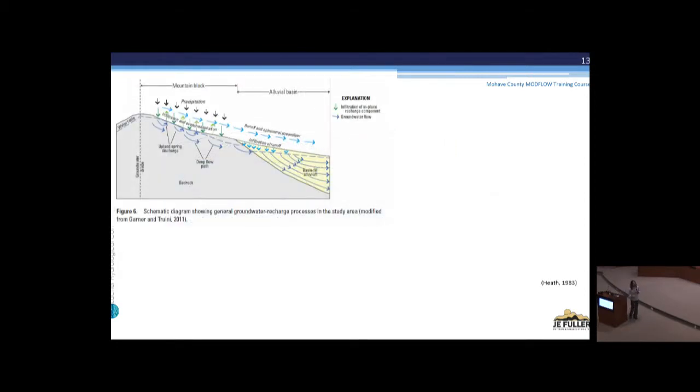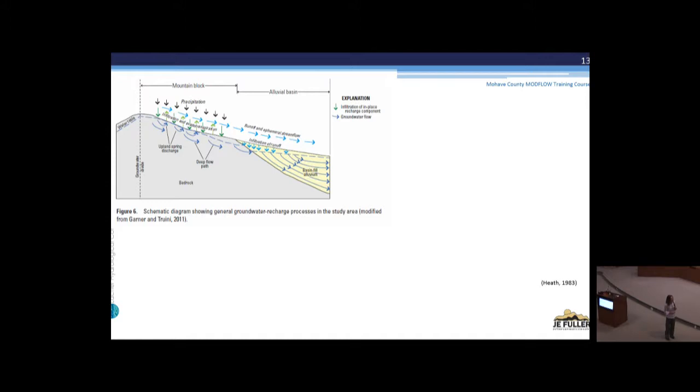This is a graphic that may look familiar to you. It's in the Garner and Truini publication about this area in 2011, a USGS publication. And this is a schematic of how recharge works in this basin and range province here. Basically, this is a watershed divide and a groundwater divide. See water going both directions. Recharge falls, precip falls on the surface.